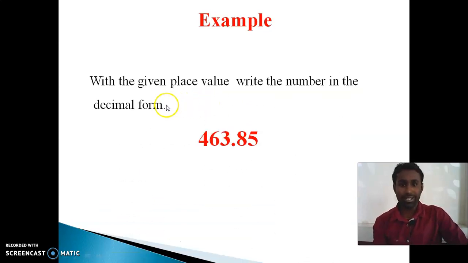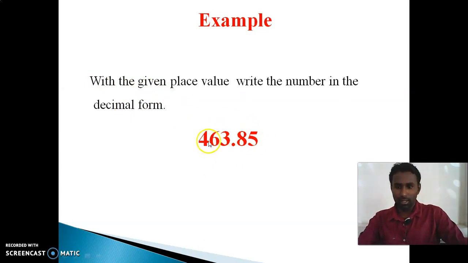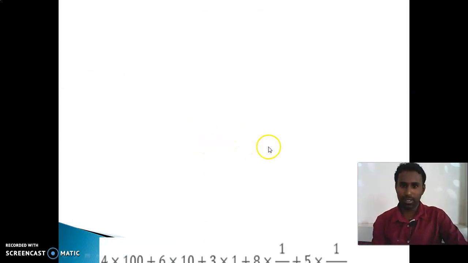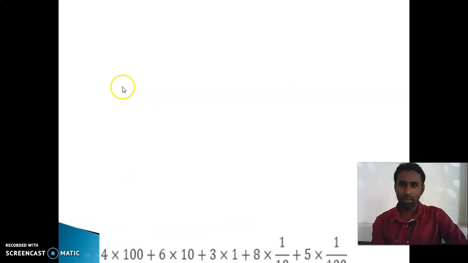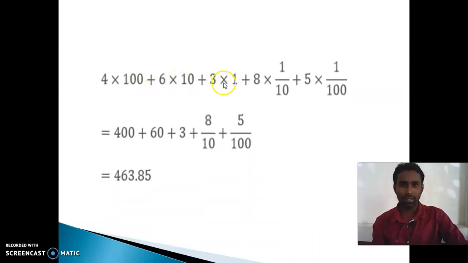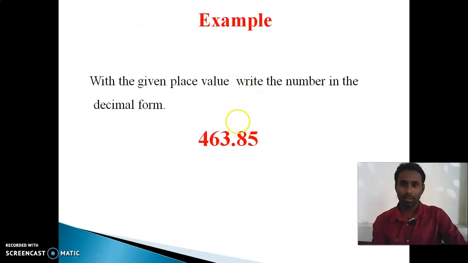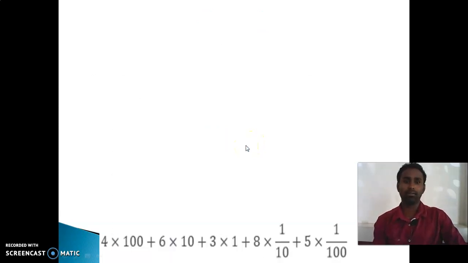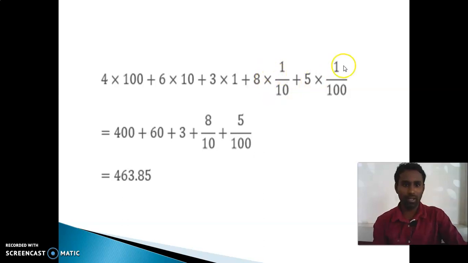See here, how can we expand this one? We can read this as 463.85. That means 4 into 100 first, 6 into 10, 3 into 1. After the point, 8 will come, then 5. So 8 means 8 into 1 by 10, and 5 means 5 into 1 by 100.